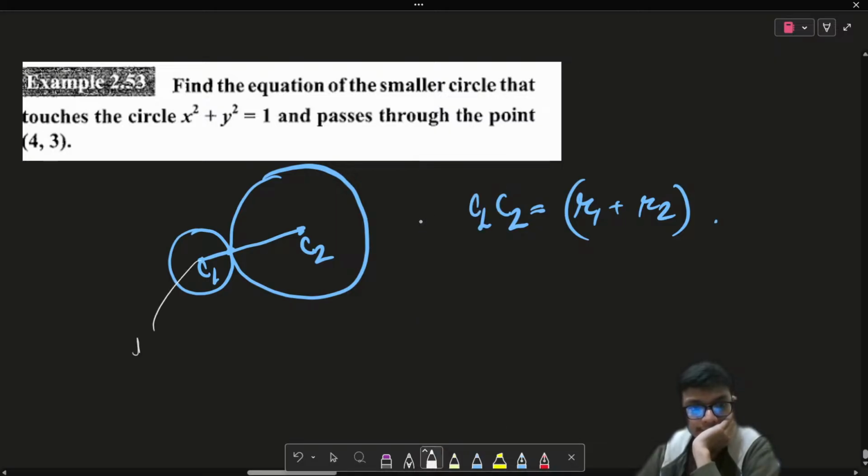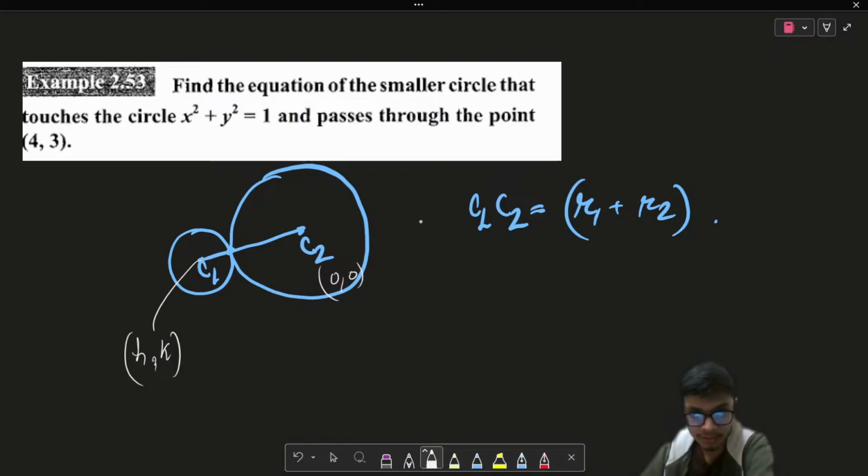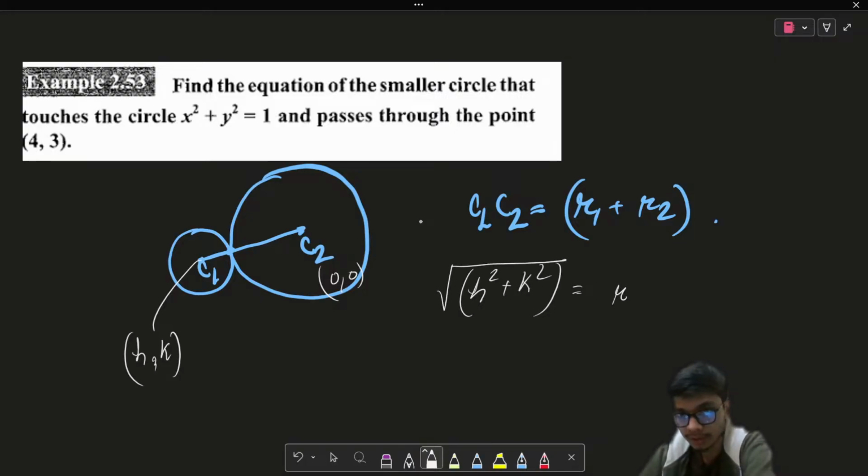Let us say the center of this particular circle is (h, k). The other circle already has its center at (0, 0). So the distance between the centers is the square root of h square plus k square, which should be equal to the sum of the radii, that is, r plus 1, where r is the radius of the smaller circle. This is what I will have as one condition.